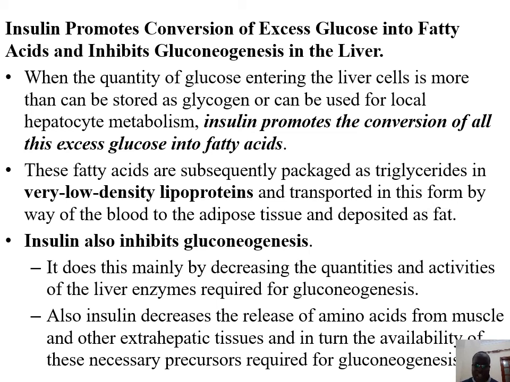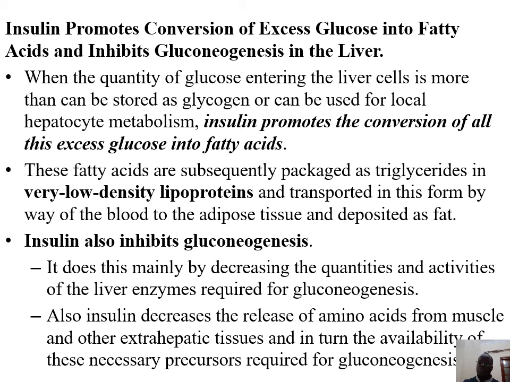Insulin also inhibits gluconeogenesis. I've already mentioned that. It does this mainly by decreasing the quantity and the activities of the liver enzymes required for gluconeogenesis. So those enzymes that are required for gluconeogenesis will be inhibited by insulin. Also, insulin decreases the release of amino acids from the muscle and other extrahepatic tissues, and in turn, the availability of these necessary precursors required for gluconeogenesis.